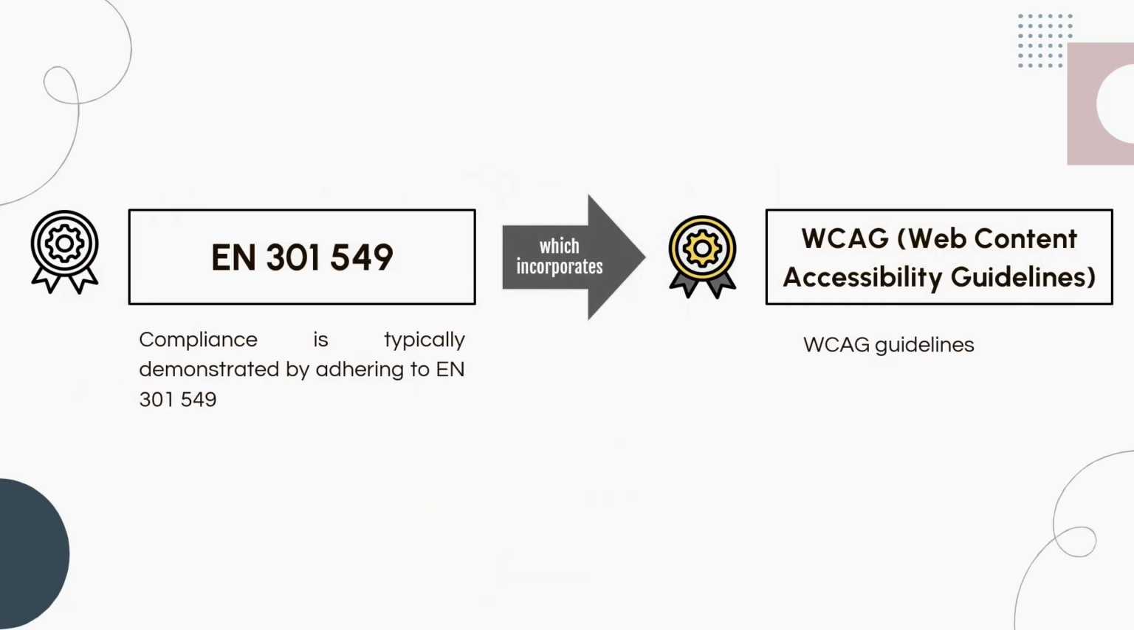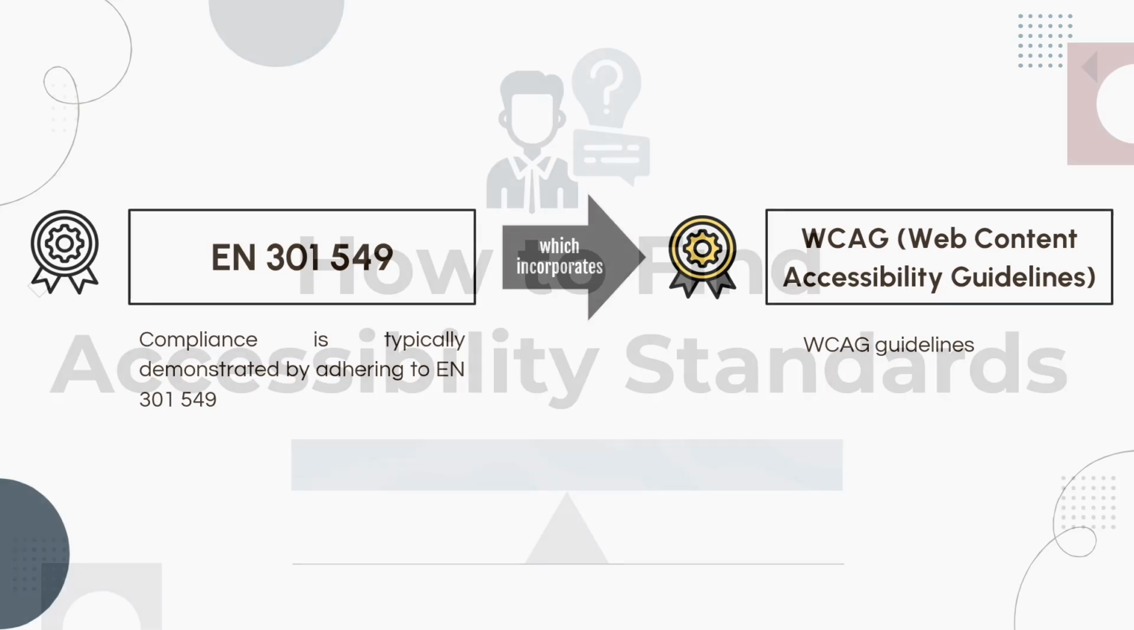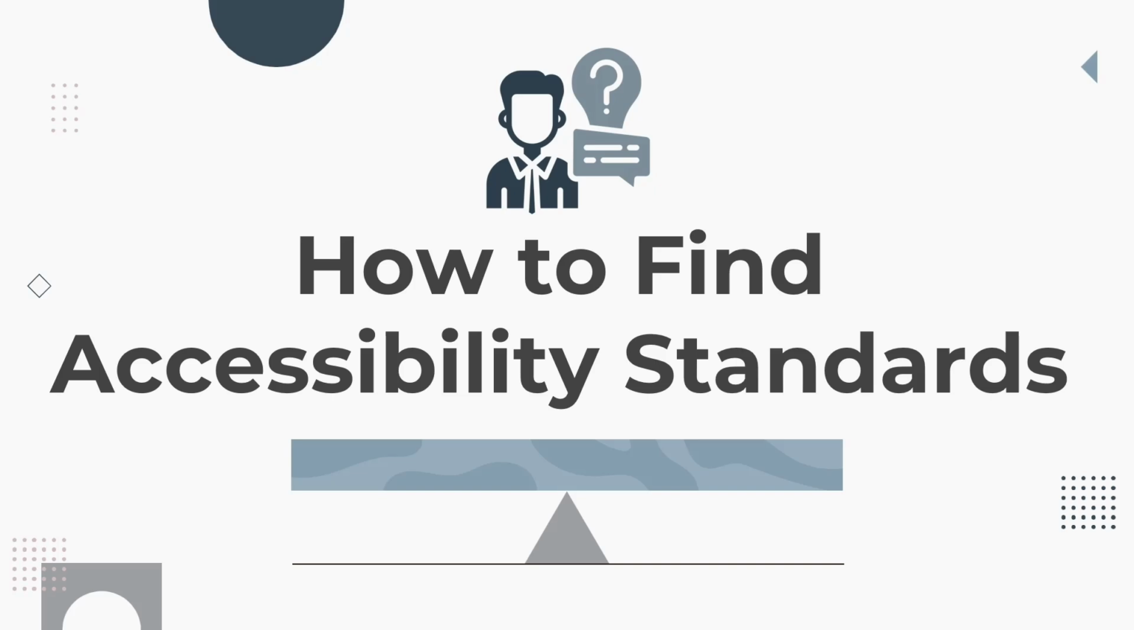Compliance is typically demonstrated by adhering to EN 301 549, which incorporates WCAG guidelines. Organizations operating within the EU or those providing products and services to EU consumers should assess their digital content and platforms for accessibility compliance. Given the significant importance of these standards, it's essential to understand where we can locate them.